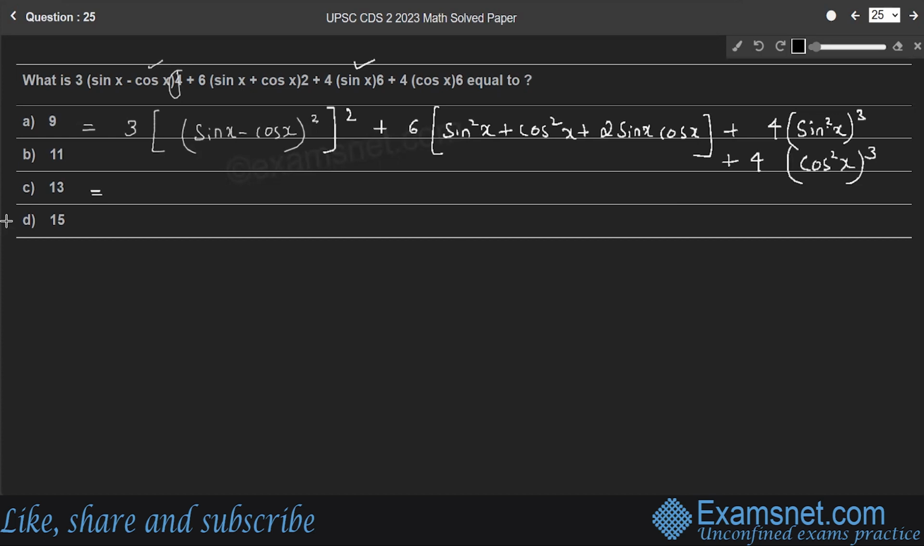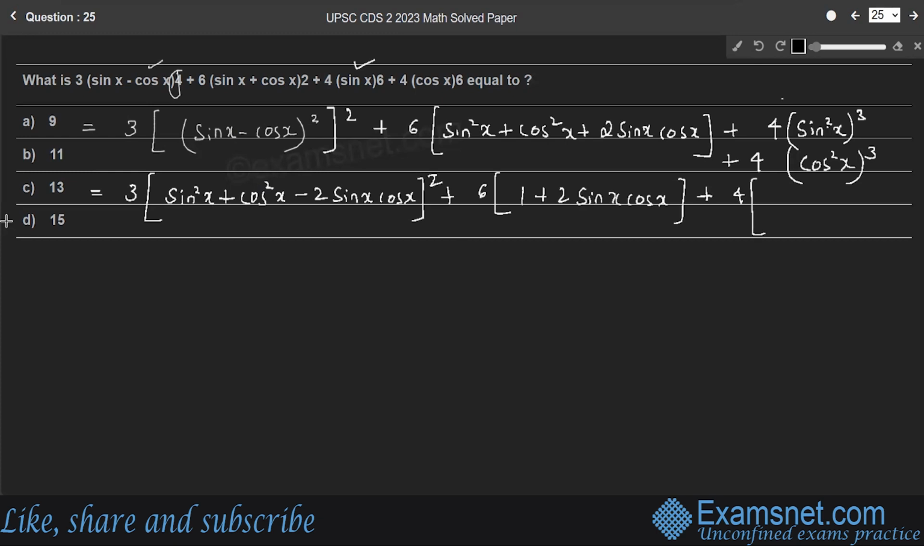Right? Therefore, I have 3 into, so sin x minus cos x is a minus b whole square, right? So sin square x plus cos square x minus 2 sin x cos x, plus here 6 into, it's a square here. First term is raised to the power 2, right? So 6 into sin square x plus cos square x is 1 plus 2 sin x cos x, right? So in the last two terms, we can take out 4 as common.